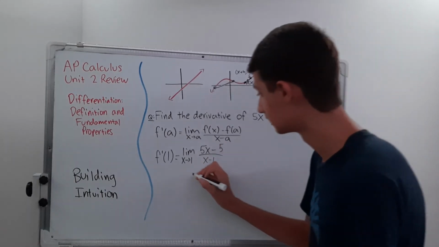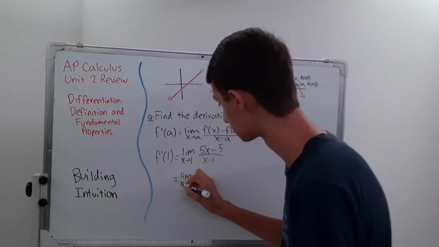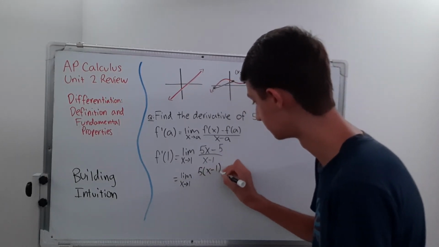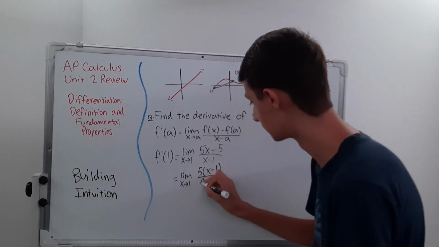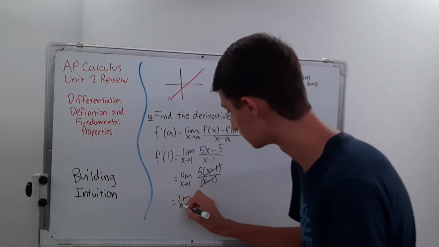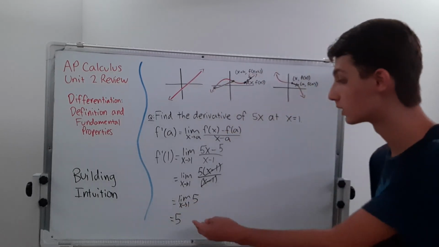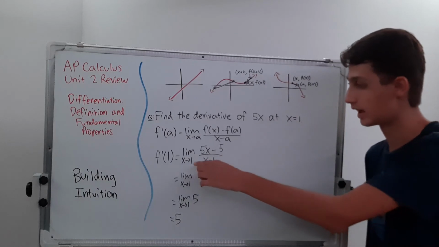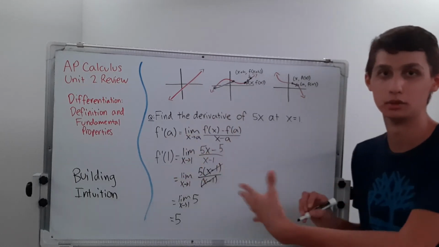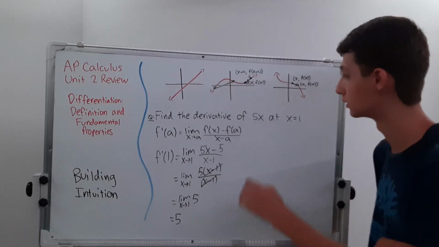Okay, so this is pretty easy, because I hope we can see that this is going to be limit as x approaches 1. We can factor out a 5 from the top, so this is going to be 5 times x minus 1 over x minus 1, and we can cancel this with that, and we're left with the limit as x approaches 1 of 5, and that's just going to be 5. And this will always give you a number, because you're saying that x is going to a number. In this case, it's 1. Usually it's a, which you would replace with your number. So this is always going to give you a number because you're finding the derivative at a point.